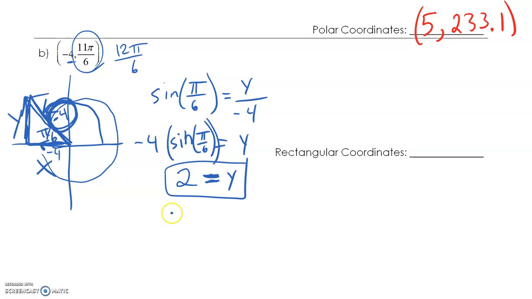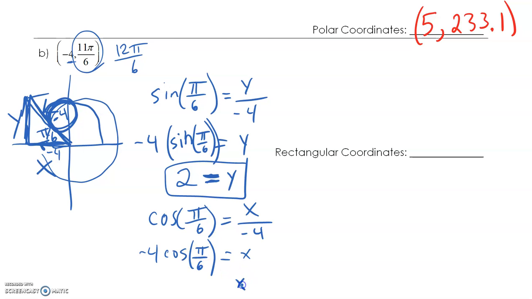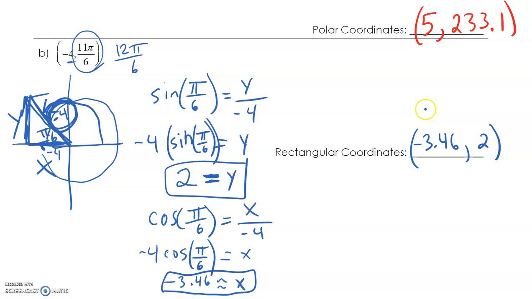We're going to do the same thing for the x value, which would be cosine, because the adjacent side is cosine. Cosine of pi over 6 is equal to x over my radius, which is negative 4, or positive 4; it's not going to matter. Knowing that x in the end is going to be negative, whatever you get here, you have to make sure x is negative. So x is going to equal negative 4 cosine of pi over 6, which comes out to approximately negative 3.46. There is an exact value for that, but I'm only requiring the approximate. So the rectangular coordinates will be (-3.46, 2), approximate for the x value.